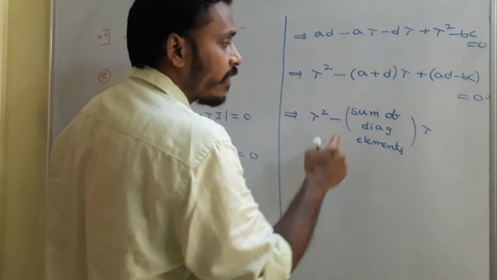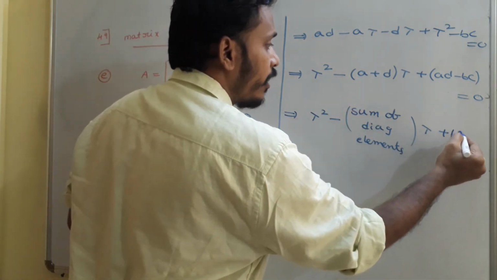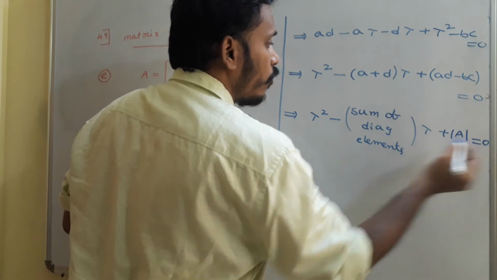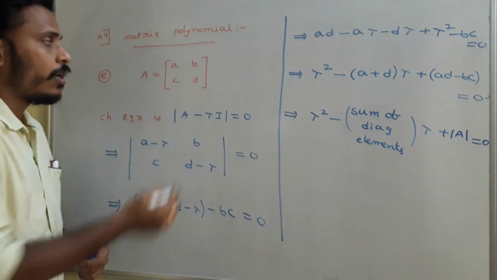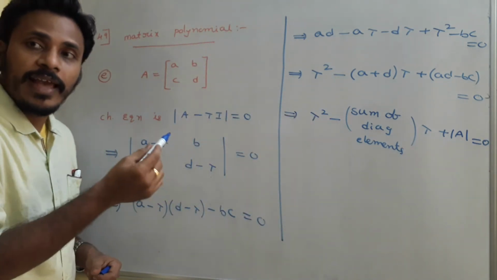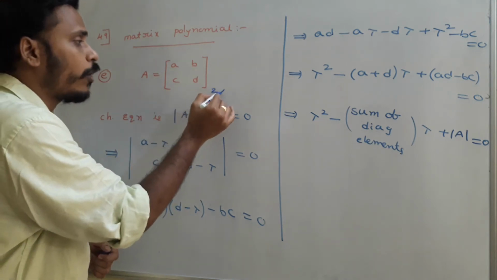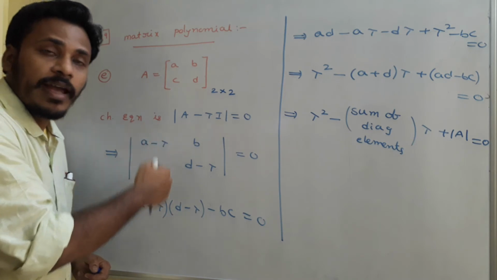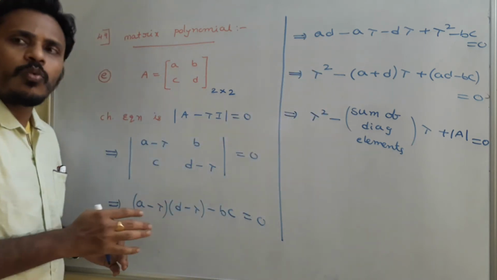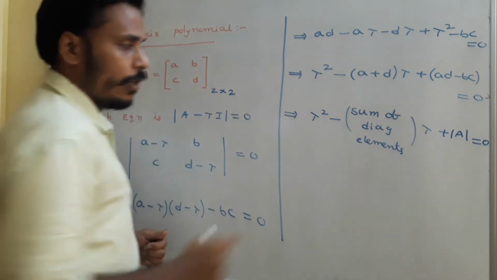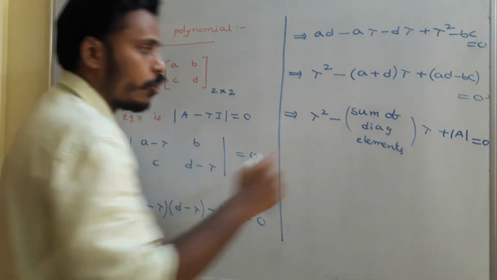So, the sum of diagonal elements minus lambda plus determinant of A is equal to 0. Just have a look. If anybody asks you to give the characteristic equation for a matrix, generally for a 2 by 2 matrix, instead of calculating all this, it is enough to use this direct equation.